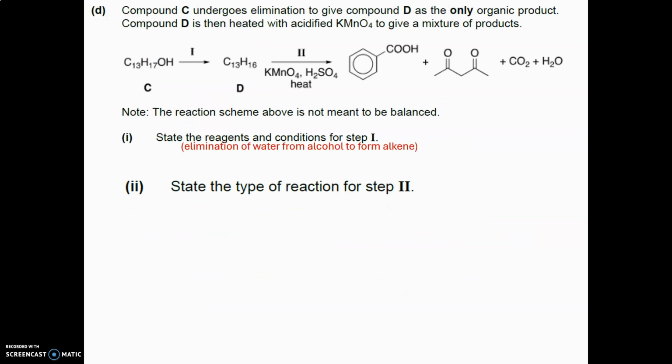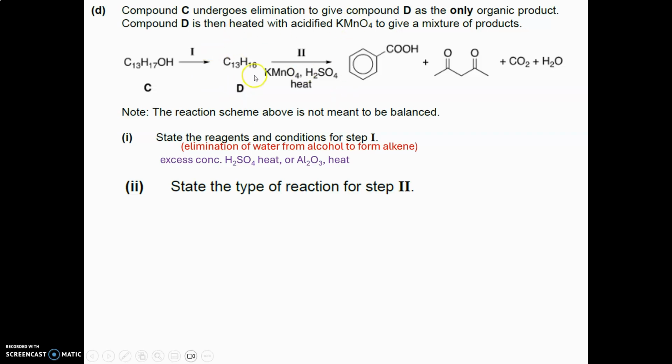Okay, lastly, part D, we have a reaction scheme. From C to D, C is C13H17OH, becoming D, which is C13H16. So it is an elimination of water from alcohol to form alkene. So it's either excess concentrated sulfuric acid with heat or aluminum oxide with heat.